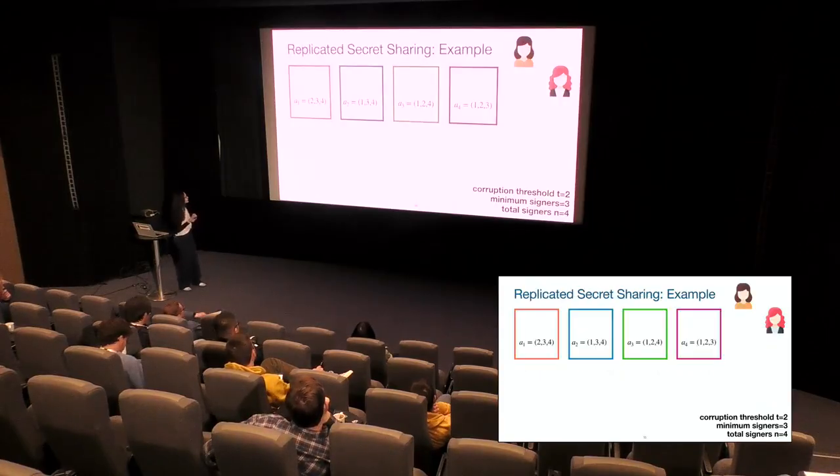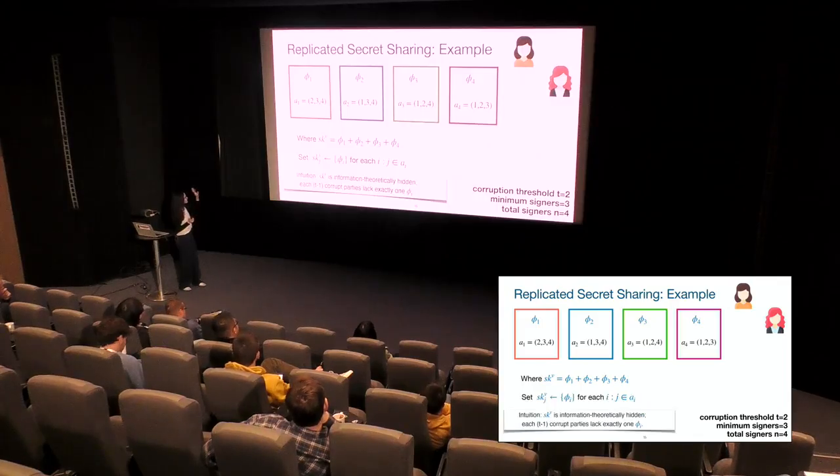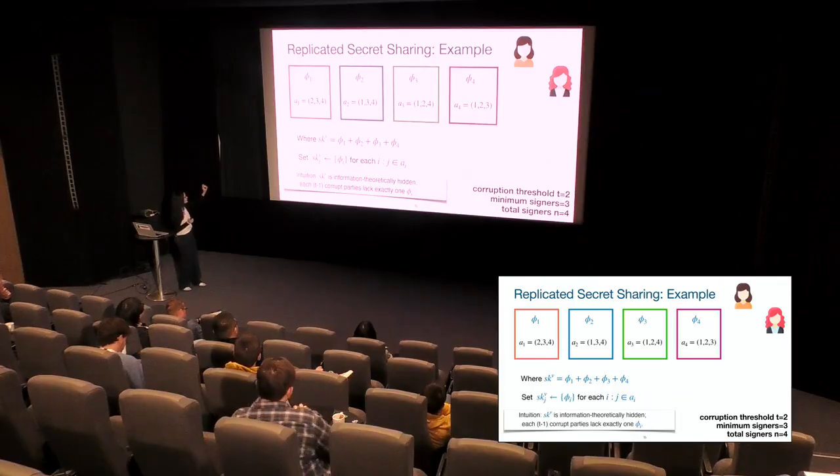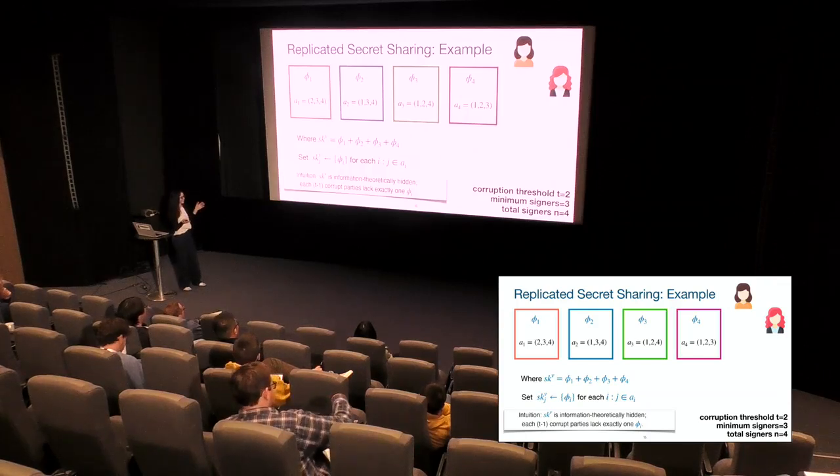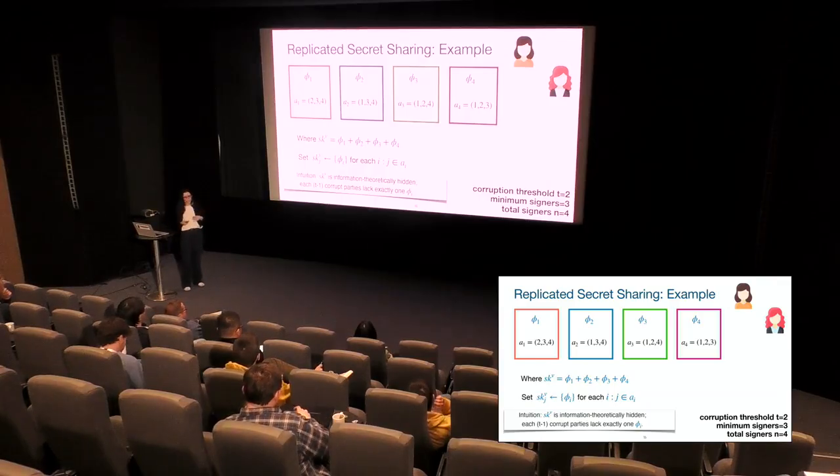Just to remind you of replicated secret sharing: every party has a set of shares where they lack exactly one share in order to recover the threshold. So you have sets of sets, and when parties sign, they take whatever the corresponding share is for that particular set. You're essentially doing repetitions of additive secret sharing, but with respect to all of the subsets.